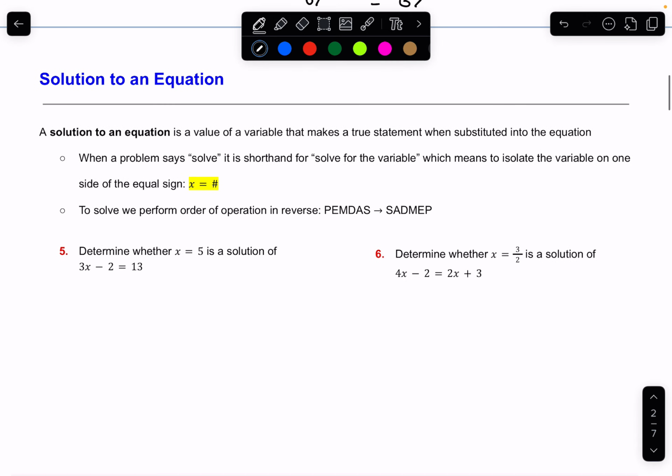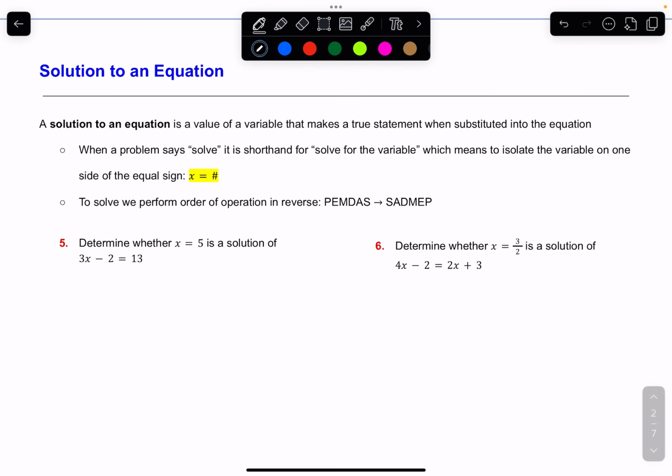All right, now we're going to actually solve equations. So we have learned how to simplify using Please Excuse My Dear Aunt Sally, or PEMDAS. That's what we were just doing. But now we're going to solve equations, which is essentially the opposite. Okay, so a solution to an equation is a value of a variable that makes a true statement when substituted into the equation. So a solution is going to look like, down here, x equals negative 5. Okay, where you have x, a variable, equals a number. Every solution we get will look like a variable equals something.